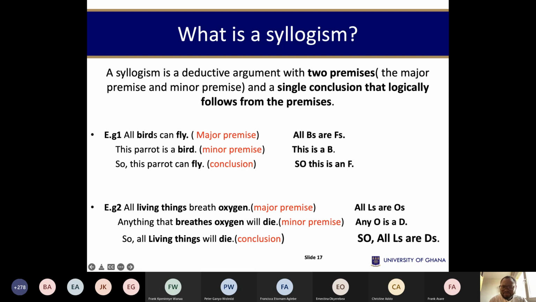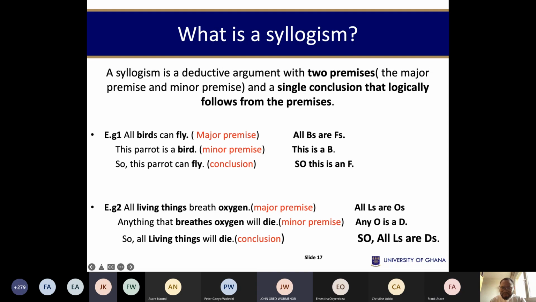Any other example? Naomi, go ahead. Your hand is up. All boys are brave. Solomon is a boy, so Solomon is brave. Okay.